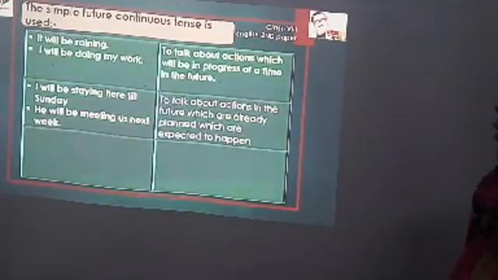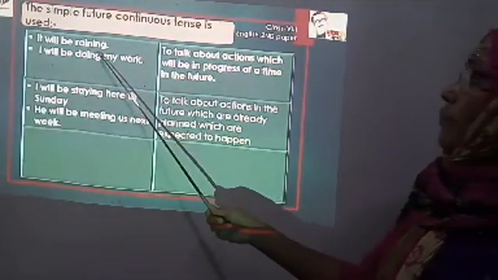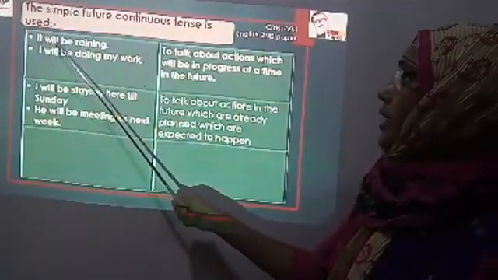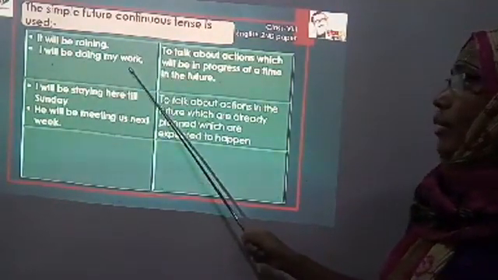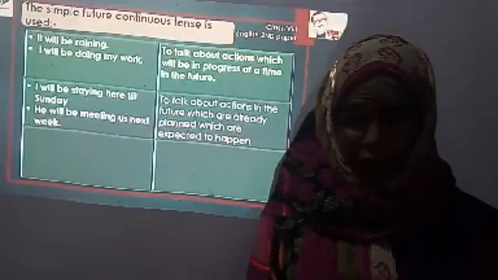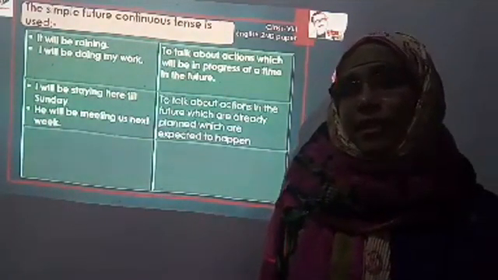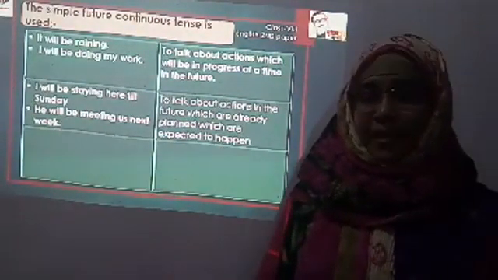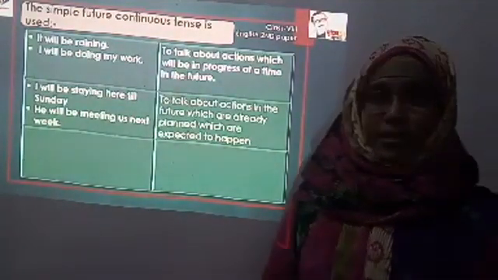So how do we form simple future continuous tense? It will be raining. Subject, then will be, then verb will take ing. I will be doing my homework. If you read sentences, how the sentences are formed in present continuous tense, I believe you can do past continuous. Also, you can write future continuous tense.